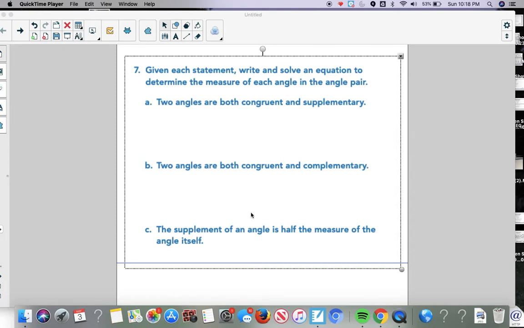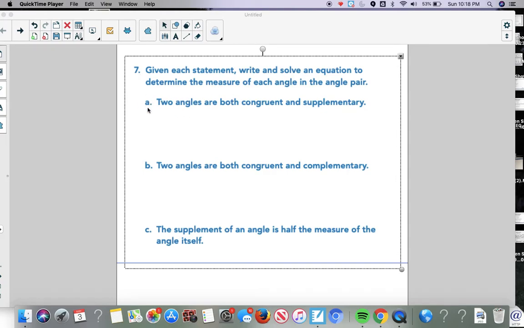Today, algebra meets geometry. Last week you completed a couple of Khan Academy assignments on supplementary and complementary angles. So I'm hoping that today you're going to bring that knowledge with you so that you can write an algebraic equation to help you solve a problem. So for example, number 7, the first question.